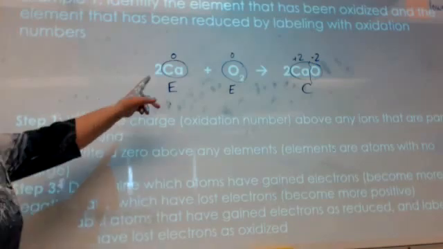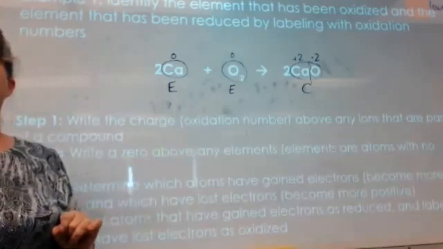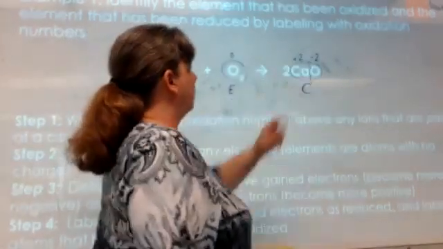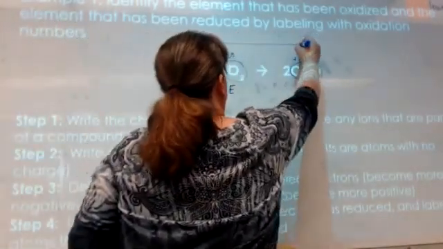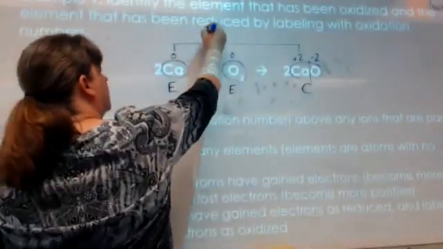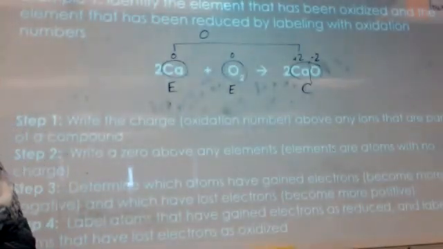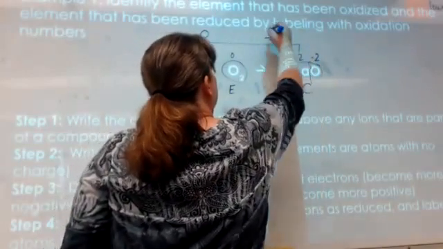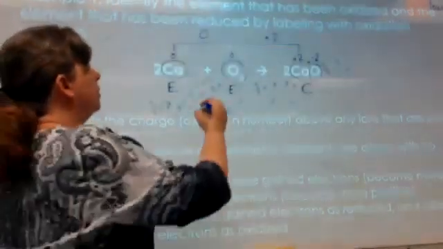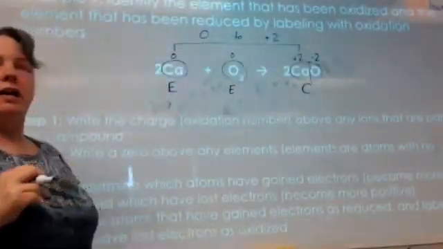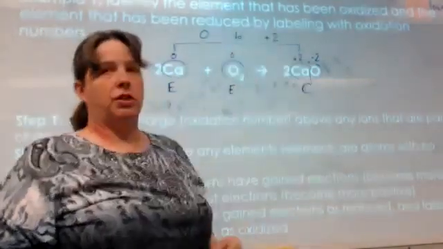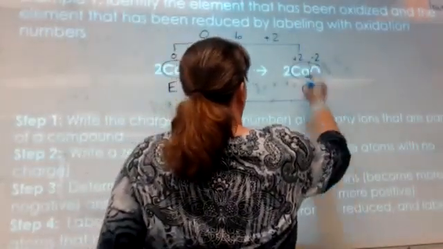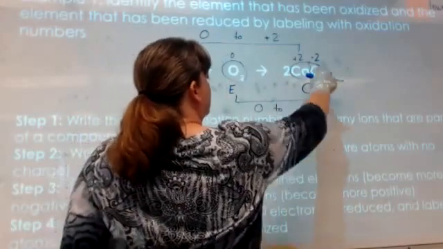Now we have to do a little bit of math to determine if something has been oxidized or reduced. We're going to look at each of these and follow it from one side of the equation to the other. Let's look at what happens to the calcium from the left side to the right side in terms of the oxidation number. On the reactant side, the oxidation state was 0. On the right side of the arrow, it becomes +2. So we are changing the oxidation state from 0 to +2. Now let's do the other one. Oxygen goes from 0 to -2.